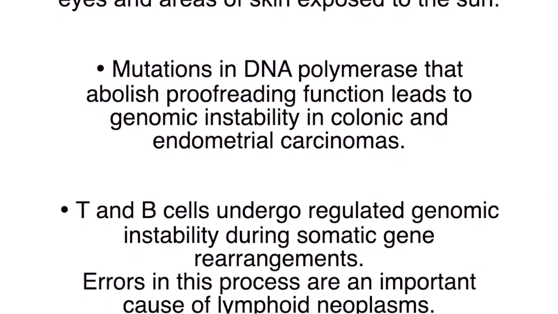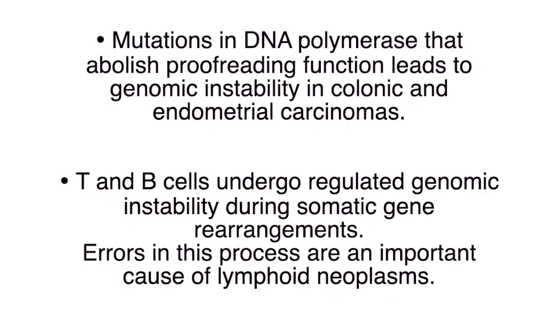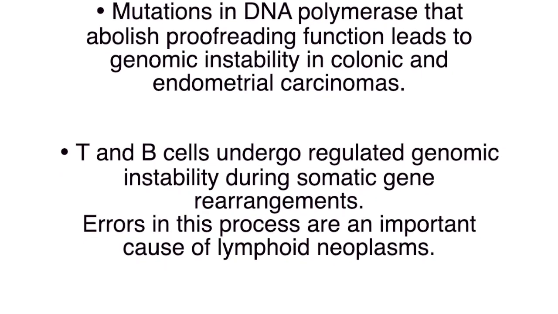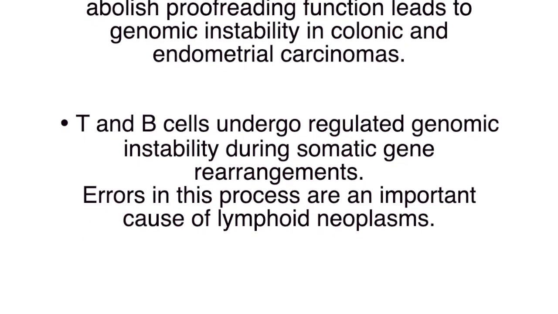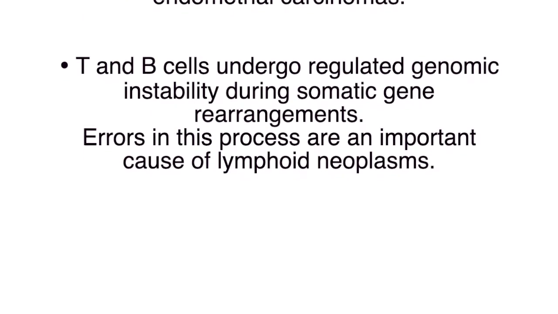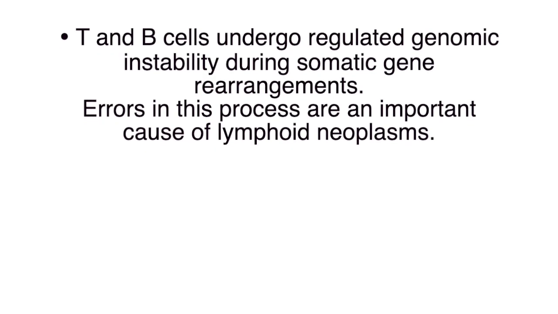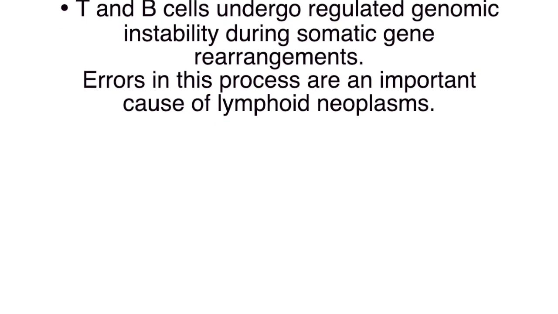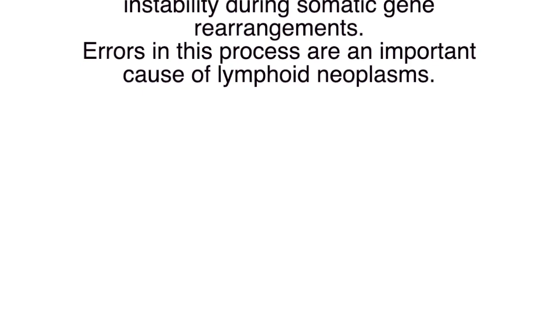Mutations in DNA polymerase that abolish proofreading function lead to genomic instability in colonic and endometrial carcinomas. T and B cells undergo regulated genomic instability during somatic gene rearrangements. Errors in this process are an important cause of lymphoid neoplasms.